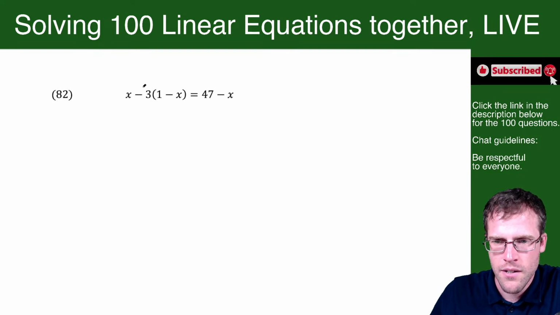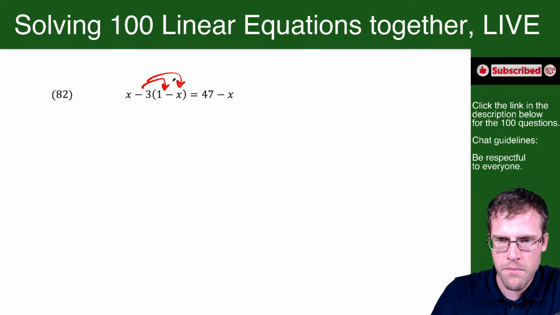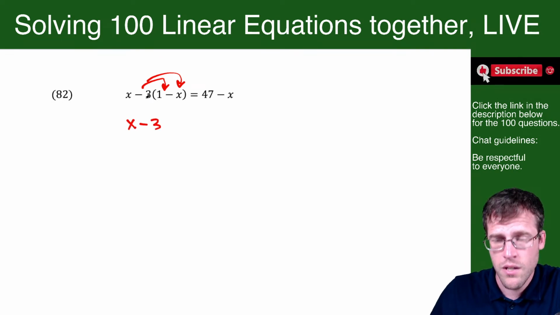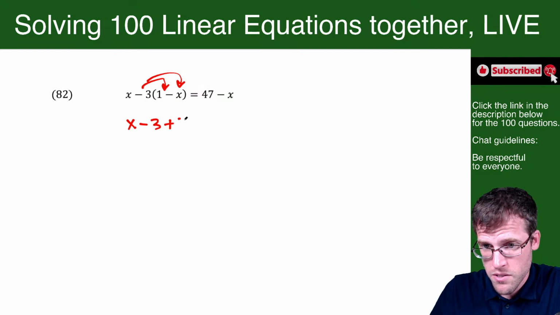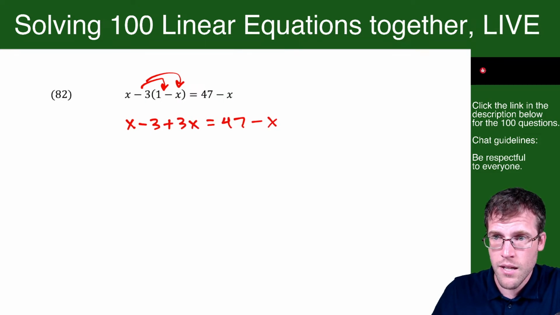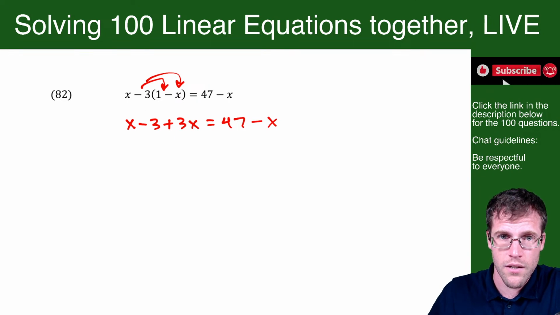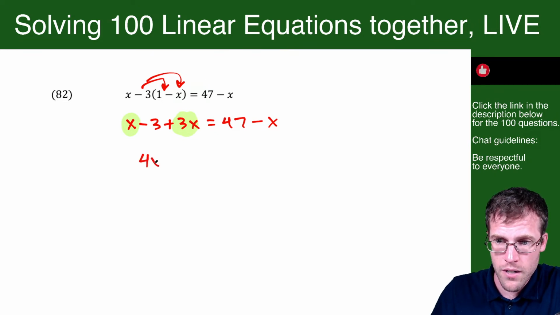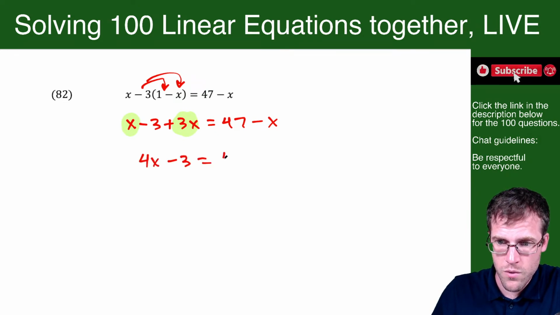I promise. All right. So distribute the minus 3. Now we have x. Minus 3 times 1 is minus 3. Minus 3 times minus x is plus 3x, equals 47 minus x. So combine like terms. Okay, and we'll go back to full screen here. So we have an x plus 3x. So those will combine to make 4x minus 3 equals 47 minus x.